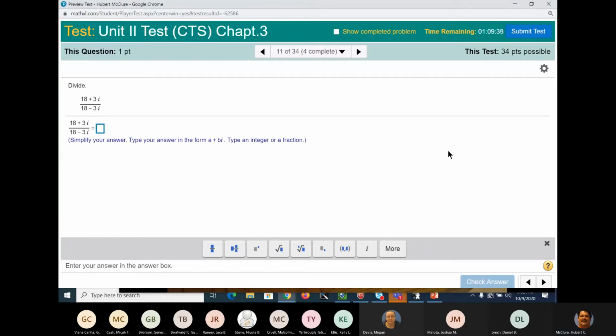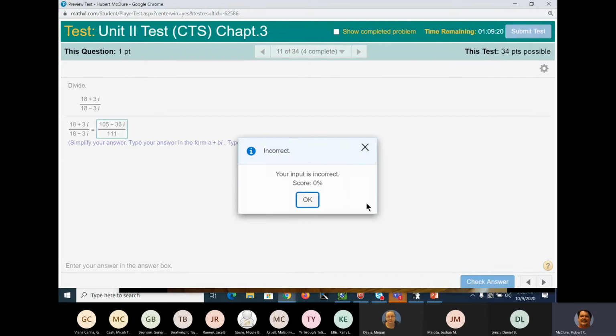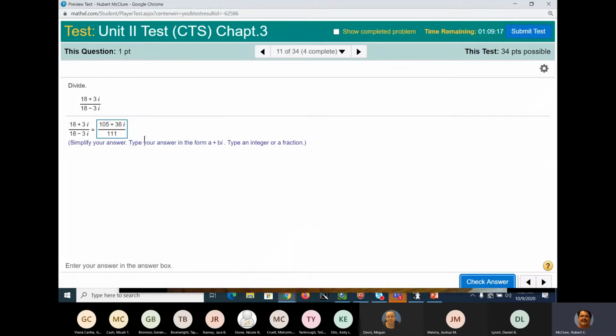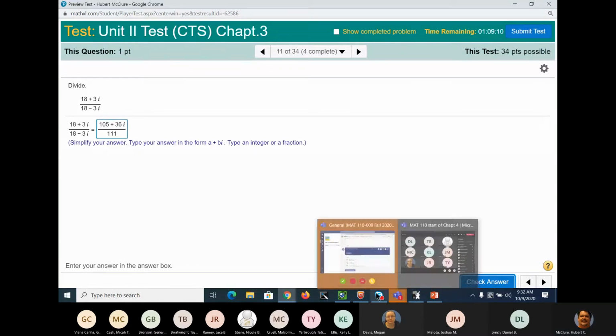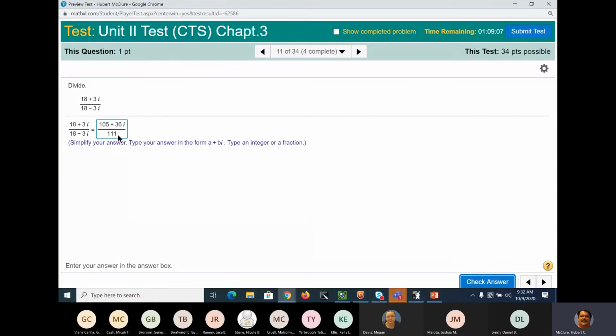I appreciate it. Let's see, 105 plus 36i over 111. Okay, so we must divide something else into that. Y'all check my math and make sure I didn't make a mistake. Oh, I know what it is. I've got to put it in the form a plus bi. They want two separate fractions. This sucks.